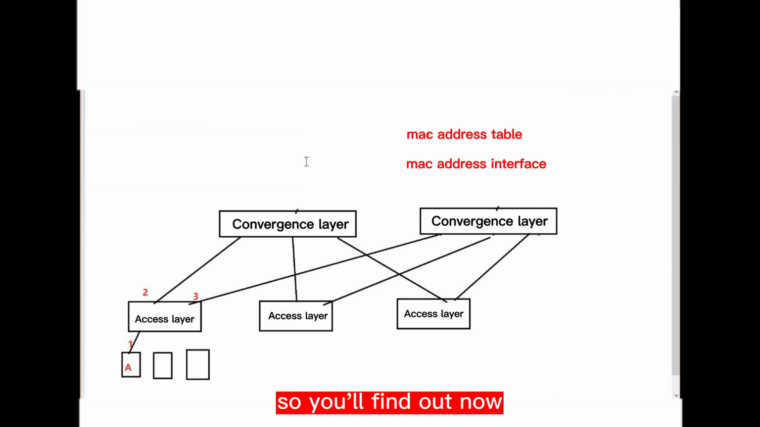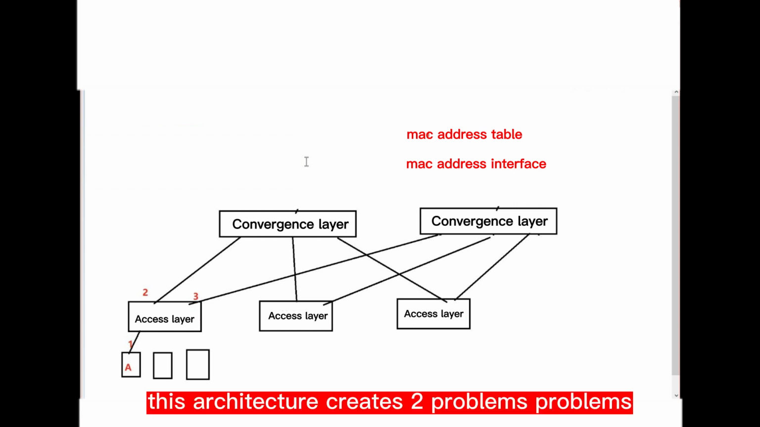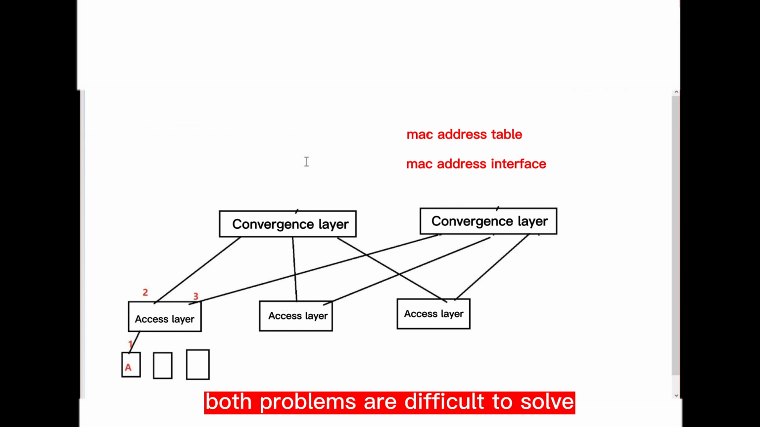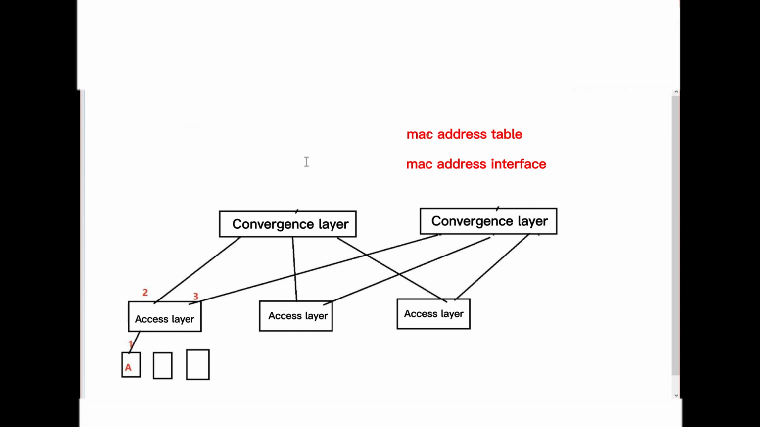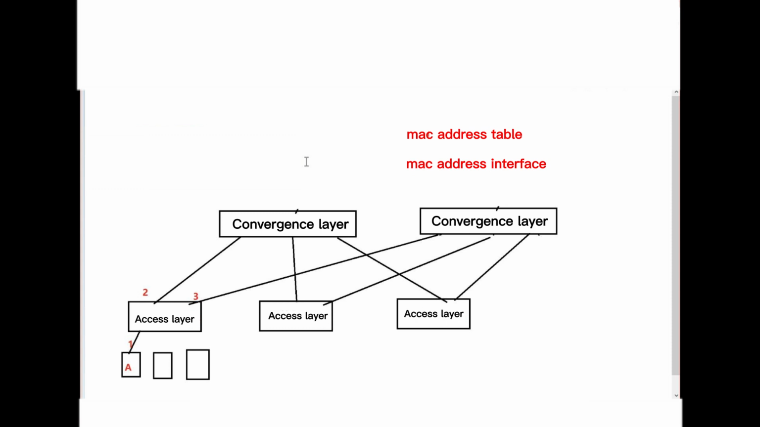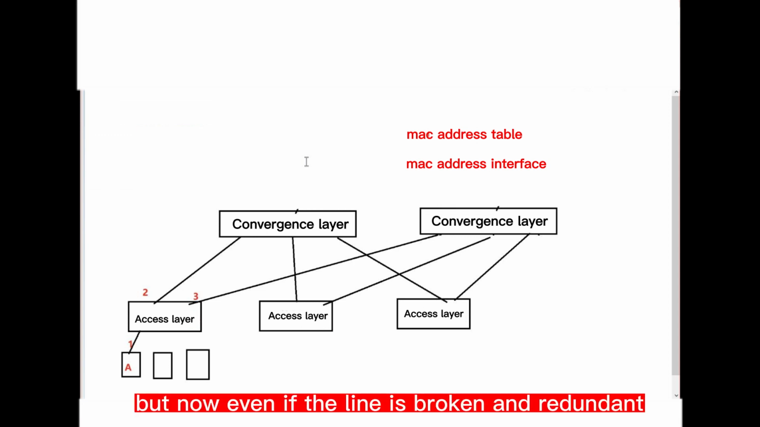So you'll find that this architecture creates two problems: one is a broadcast storm, the other is MAC address drift. Both problems are difficult to solve, and they will seriously interfere with our business. Before multi-line multi-machine hot backup, our business traffic forwarding was fine. It was nothing more than a bit of a single point of failure, with less stable business. But now even if the line is broken and redundant.